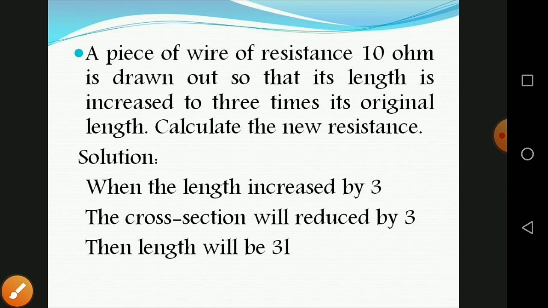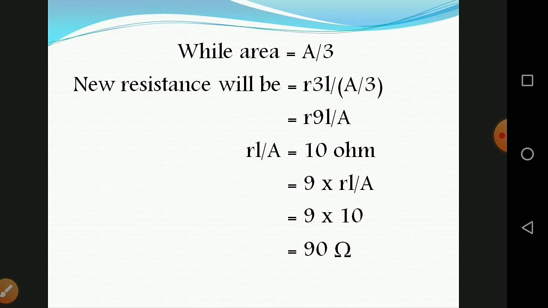And the next one is: a piece of wire of resistance 10 ohm is drawn out so that its length is increased to 3 times its original length. Calculate the new resistance. When the length is increased by 3, the area of cross section will be reduced by 3. So the length will be 3L, while the area is equal to A by 3.